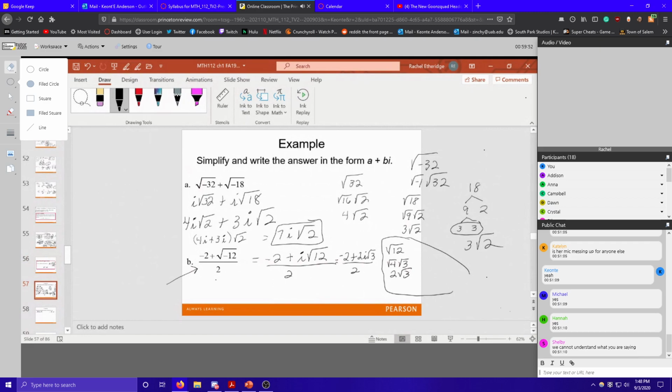And then we can simplify that. I showed you how we would simplify that by making two fractions. Then we can just divide out the 2's. So I'm going to have negative 1 plus i times the square root of 3. And right here, that's just where I broke down the 12.